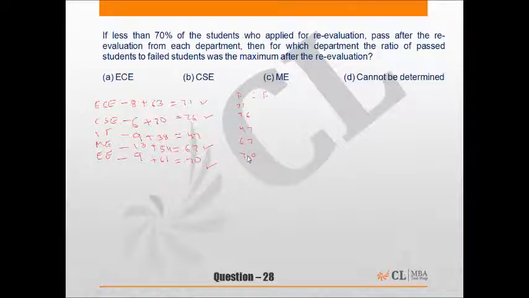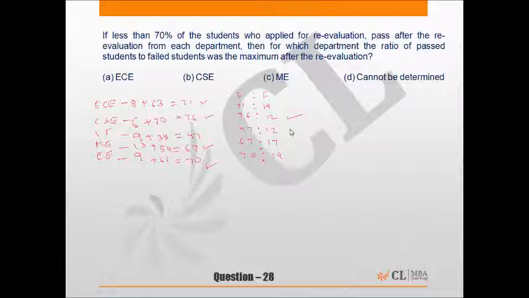And failed are 19 in this case, 12 in this case, 12 in this case also, 17 in this case, and 19 in this case. I can clearly see that this ratio is the highest. So my answer is CSE.